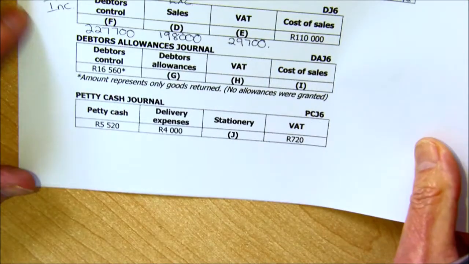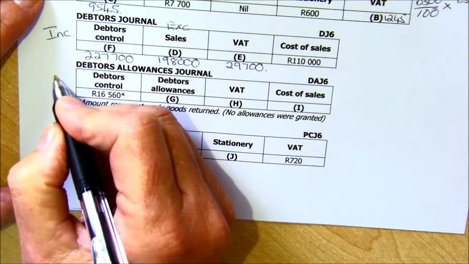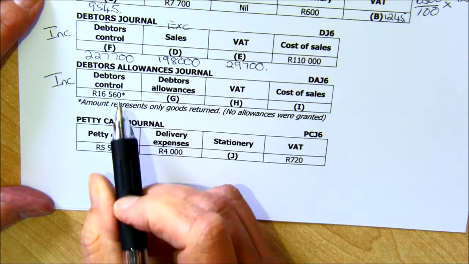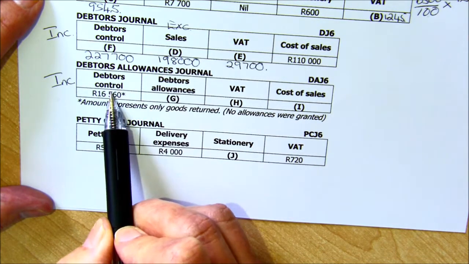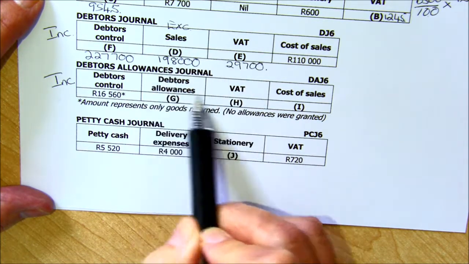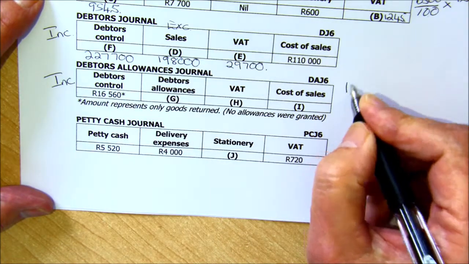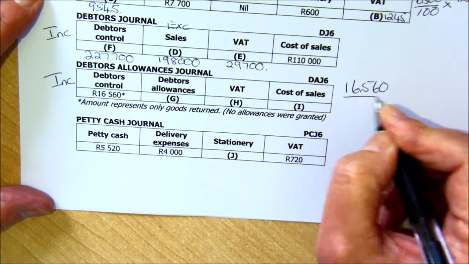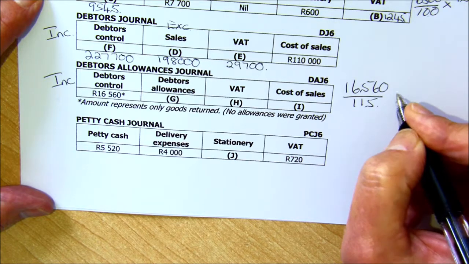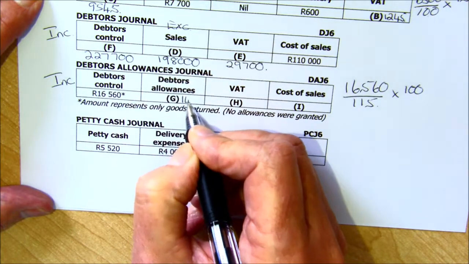The debtors allowances is just the reverse of that, because those debtors are returning goods. So the debtors account will be credited with the inclusive amount. The debtor's not going to pay you for the goods, and nor is he going to pay you for the VAT. So the debtors allowances figure plus the VAT, these two together equal that. This is the only figure you have now. So you're going to have to start with 16,560 divided by 115, because it's the inclusive figure, times 100, and that will give you your debtors allowances figure of 14,400.